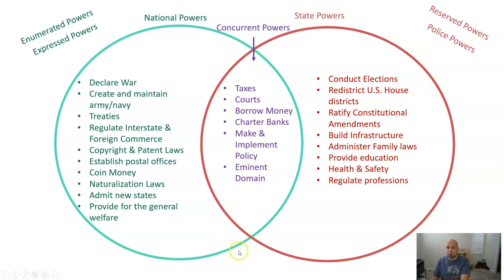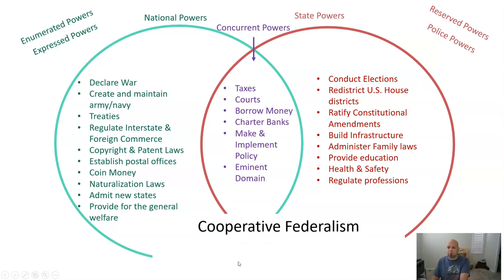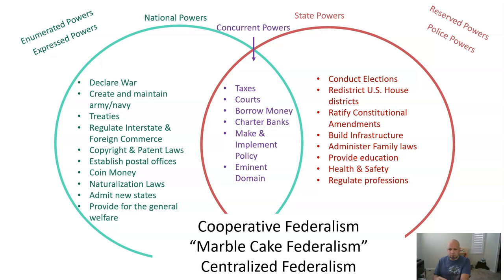And again, it's the same thing you've already seen, except we're moving now into the era of cooperative federalism. Under cooperative federalism, this kind of started with the New Deal and Franklin Roosevelt, FDR, trying to get out of the Great Depression. We also call this marble cake federalism, and then I included in here centralized, because eventually cooperative will become centralized federalism later on under people like Lyndon LBJ, president, and other leaders.